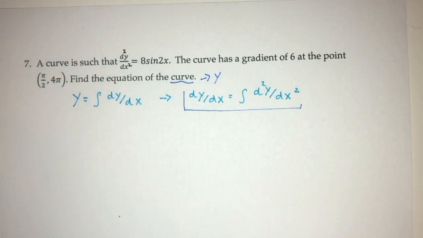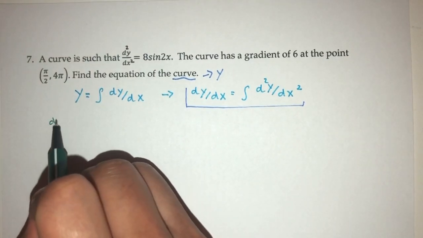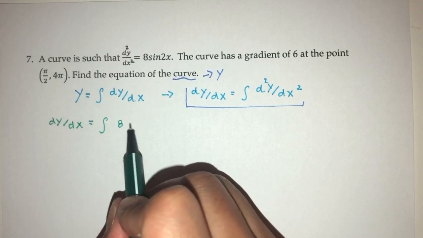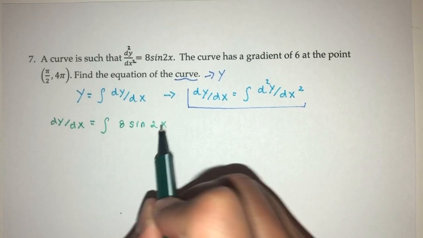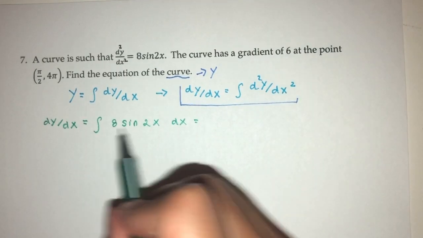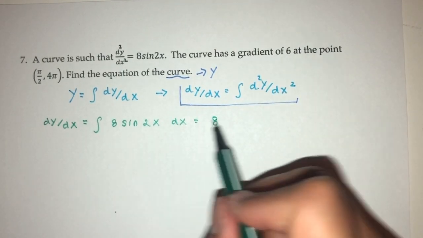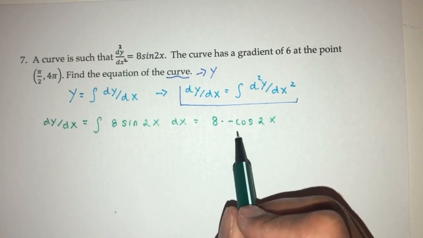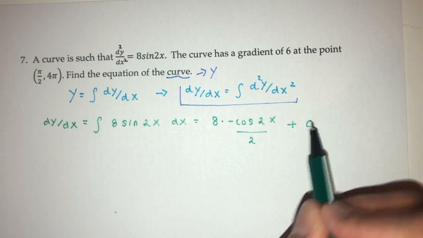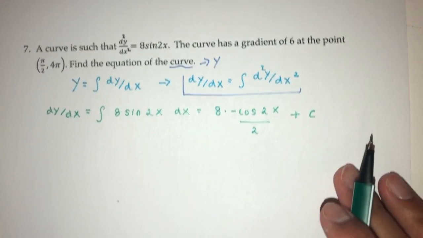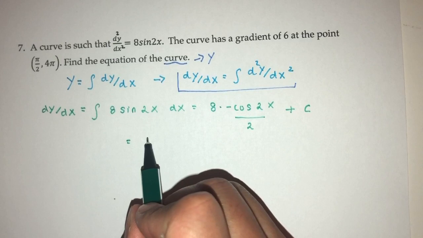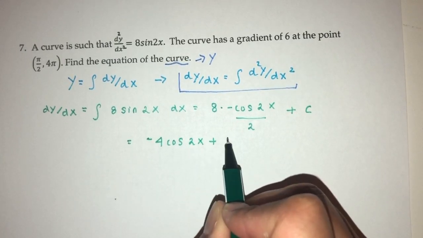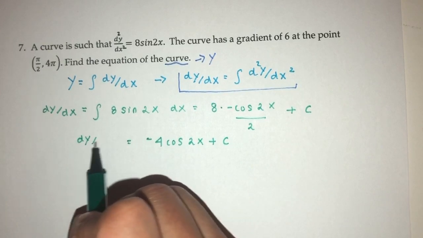So let's find that. dy by dx has to be the integration of 8 sine 2x dx. That will give you 8, which is only a multiple, will be outside. Sine will be minus cos 2x. Here we have 2, we have to divide by 2, and then plus c for the constant of integration. So that will simplify to minus 4 cos 2x plus c. That is dy by dx.